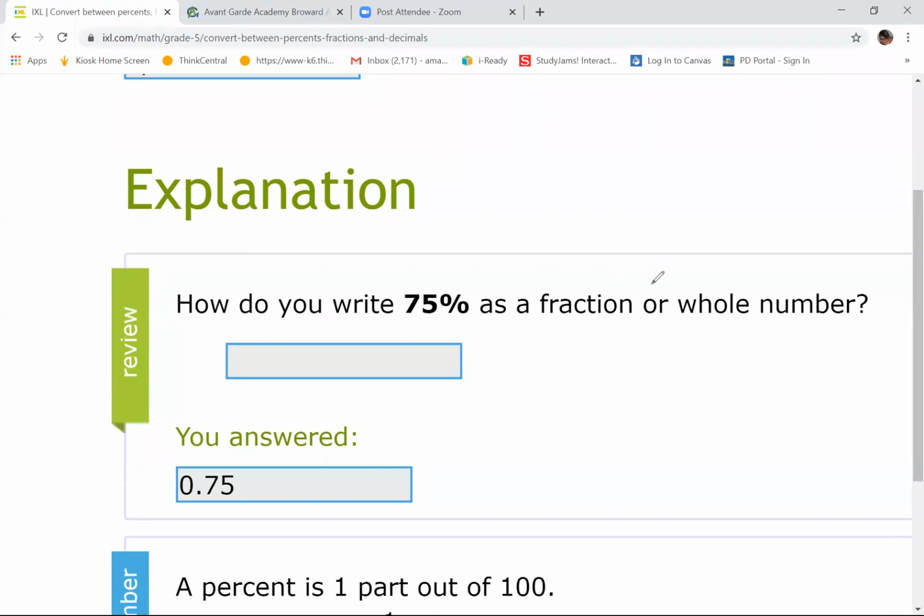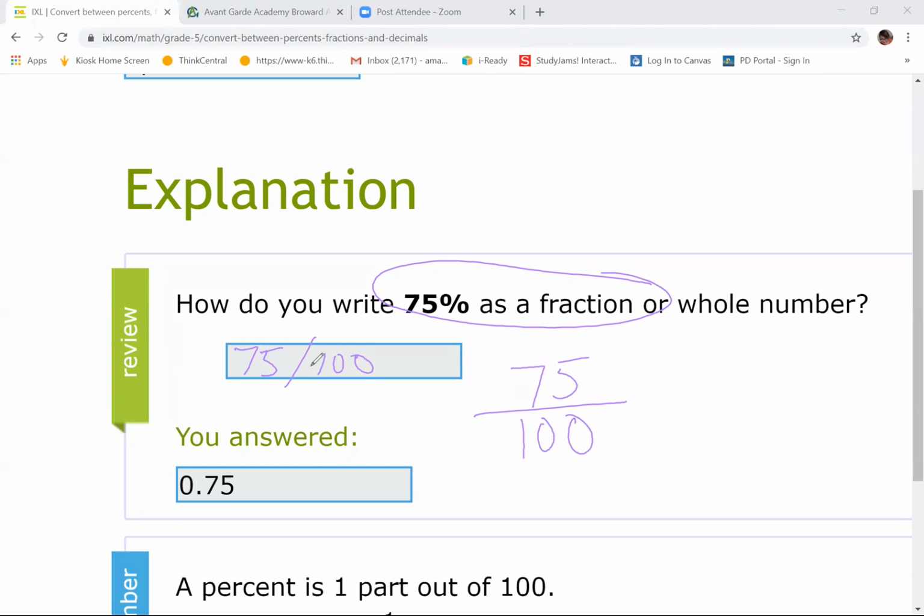How do you write 75% as a fraction? Well, 75 out of 100. There's my fraction, 75 out of 100. So I should have written this, this, this, this, and this. So that's a fraction, 75 out of 100.